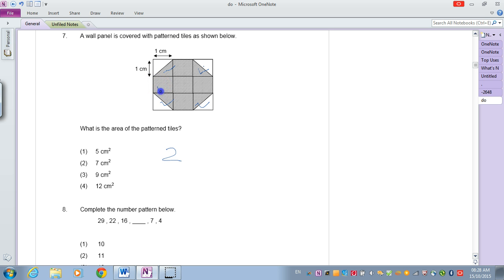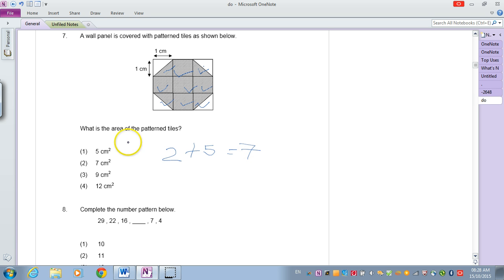Okay, I have 1, 2, 3, 4, 5. I have another 5 squares. So 2 plus 5, I would altogether have 7 squares.